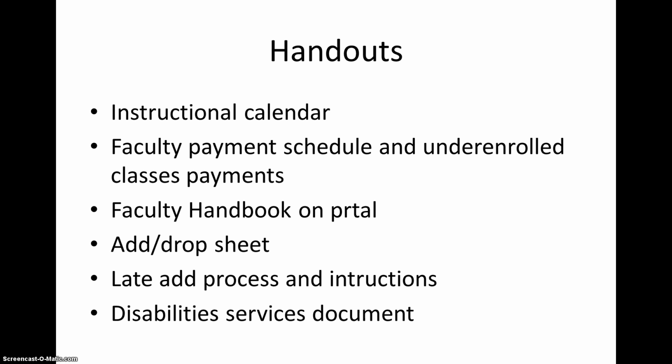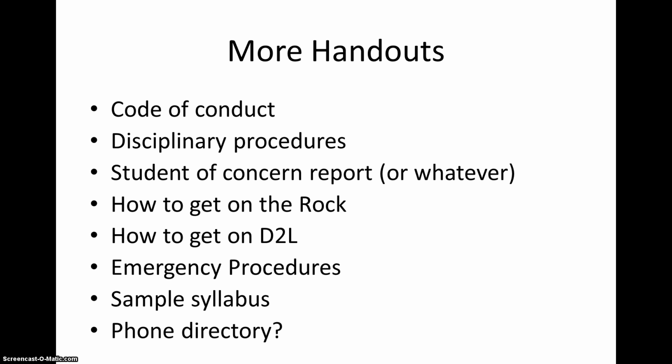Disability services document, basically what do you get back from disability services and how you should proceed from there. More handouts, the code of conduct would be good, or the student handbook there. Disciplinary procedures, again, student handbook. The student of concern report, or whatever we use here, I think it's electronic, but maybe a copy of that, and maybe instructions for the kinds of things you put in it.